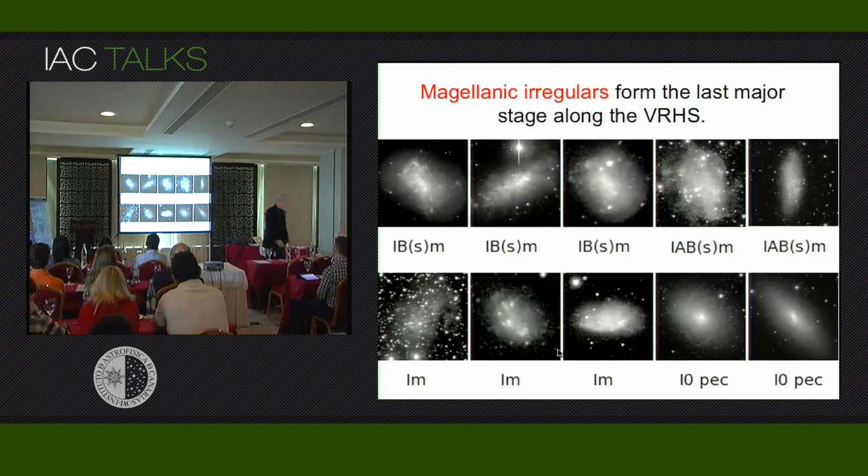It's a wonderful review by de Vaucouleurs and Freeman that laid out some of the properties of those late-type spirals. And then the Magellanic irregulars, they form the last major stage. You can see that some of these have bars, like this. And you wonder, what does the S mean? There's some little squiggly something there that you never see an IBRM. You see IBSM because R's just aren't seen at these late types.